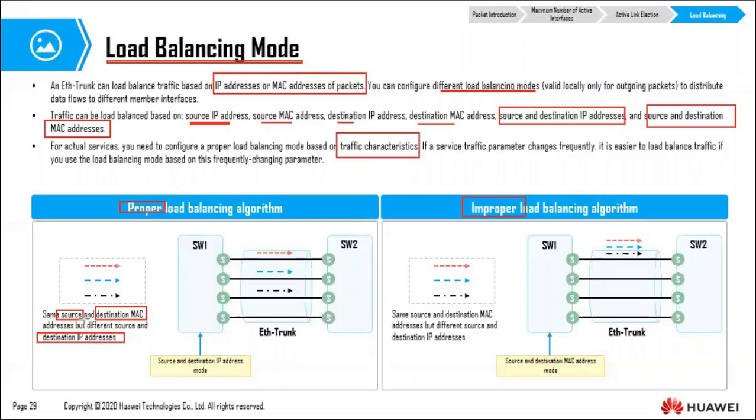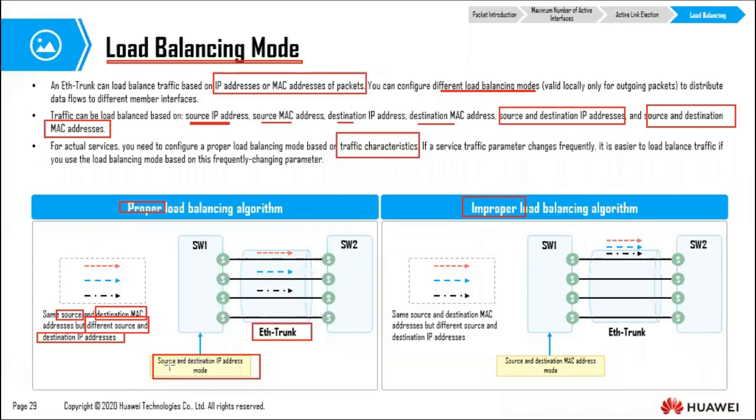Maybe the source IP address will be the same. So what we are saying here is the source and destination IP address mode. If the destination and source IPs are the ones that are changing too frequently, but the source and destination MAC address is the same, then on this switch, on this Ethernet trunk, you configure which mode? You configure the source and destination IP address mode.